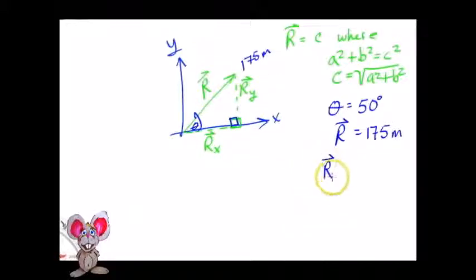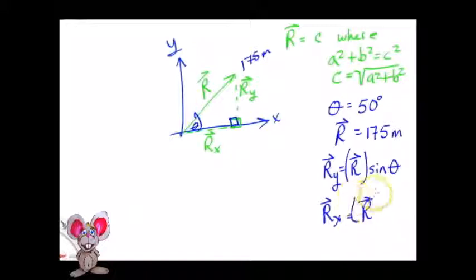So r sub y is equal to r times sine theta. Okay. R sub x is equal to r multiplied by cosine theta.